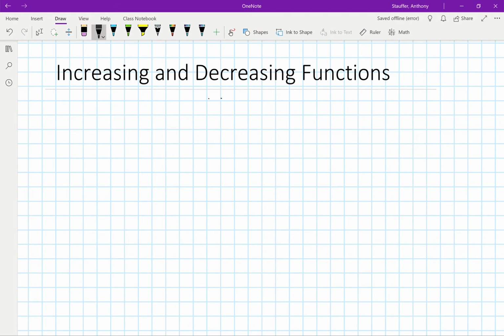Hi guys, so we're going to give this a try, and what we're going to start with in the wonderful world of curve sketching is the whole idea of increasing and decreasing functions.